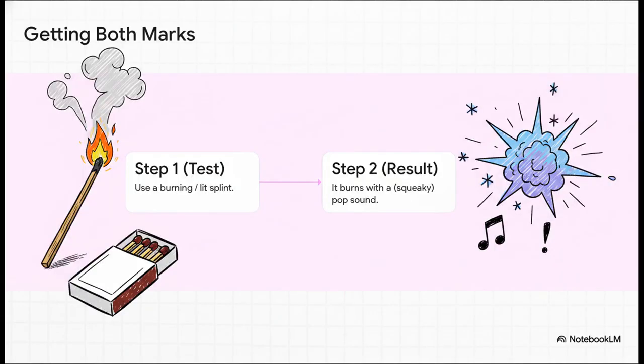So here's how you get both marks. First, you get a mark for the test itself. You have to say you'd use a lit splint. The second mark is for the result, the famous squeaky pop. But, and this is crucial, the mark scheme is clear. You cannot get the mark for the result unless you've described the correct test first. It's a package deal.